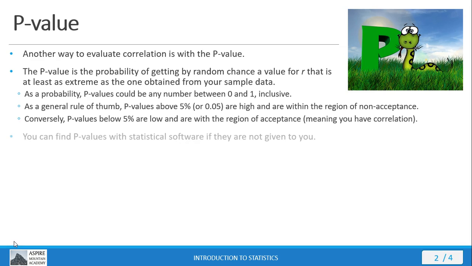Now, often the problems you work in your assignments will tell you what the p-value for a particular data set is. But you can always use software like StatCrunch to find it yourself as long as you have the data.